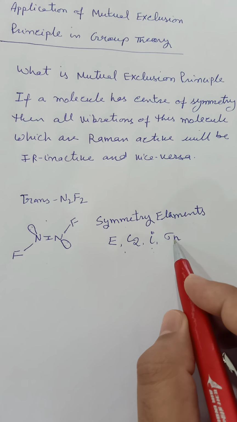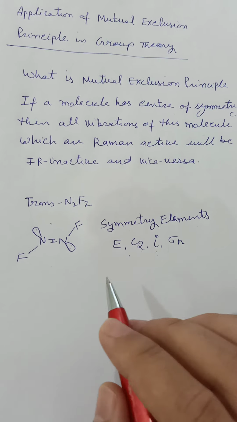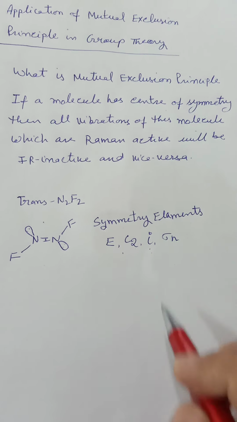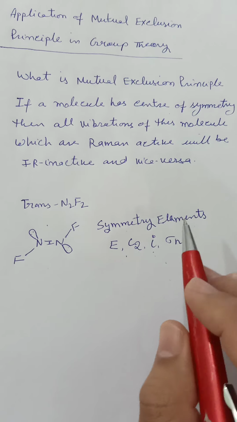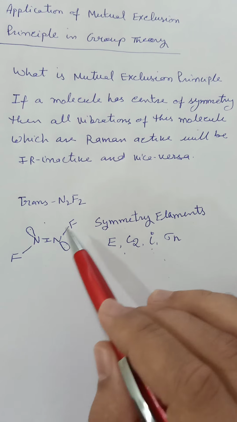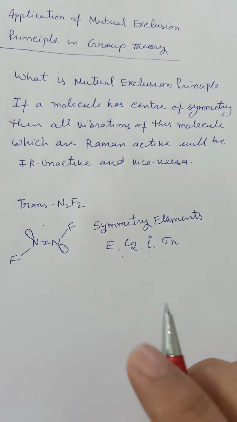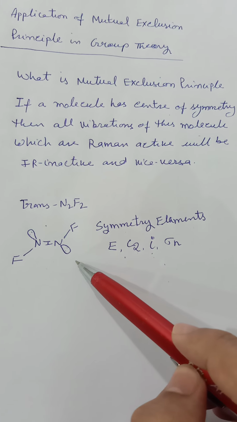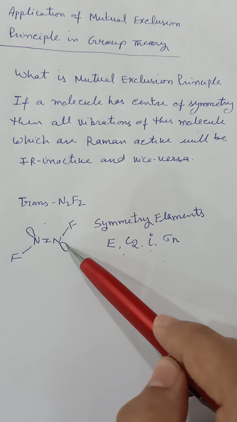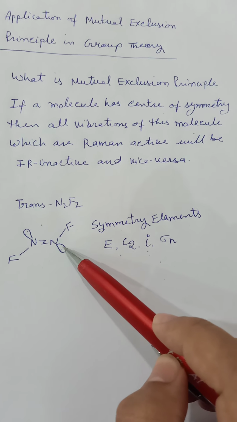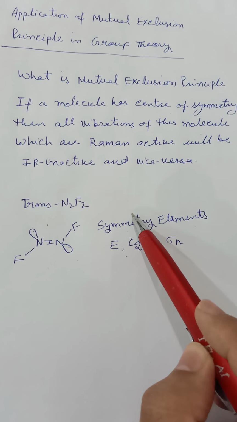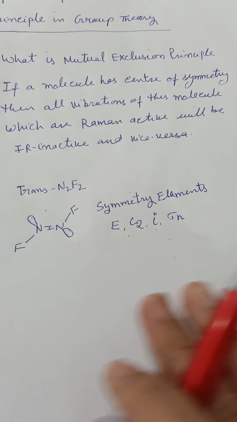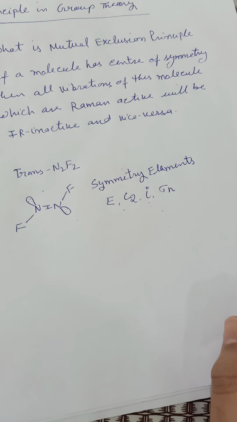Now, to understand this concept, that is the mutual exclusion principle in group theory, we need to find out vibrations, because this is something related to the vibrations. So first we need to find out the vibration modes for this trans N2F2 molecule. To do this, the first thing we need to do is to determine the reducible representation for this trans N2F2, and then we will convert this reducible representation into irreducible representation form, and from there we will find out the vibration modes for this trans N2F2 molecule. Now, the first target is to find out the reducible representation.